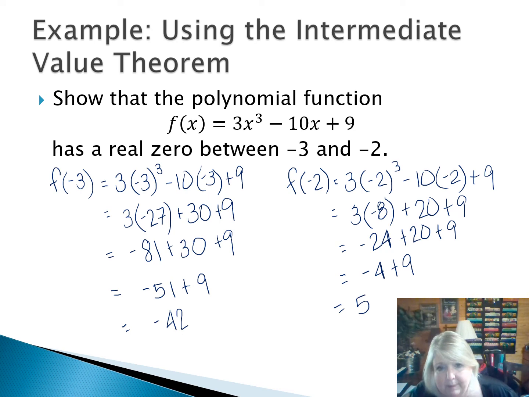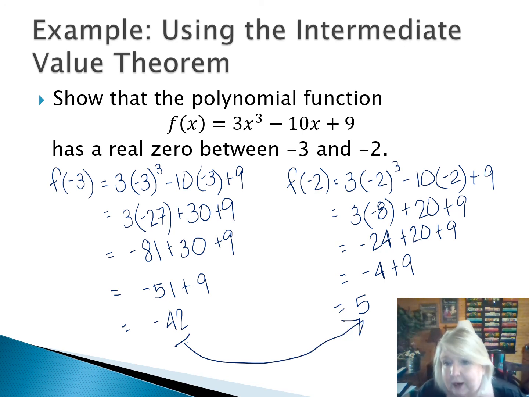So see how my value crossed over from negative to positive between -3 and -2. Therefore, I know there's a 0 somewhere in there, and my guess is that it's closer to the -2 than to the -3, because I think 0 is closer to 5 than to -42.